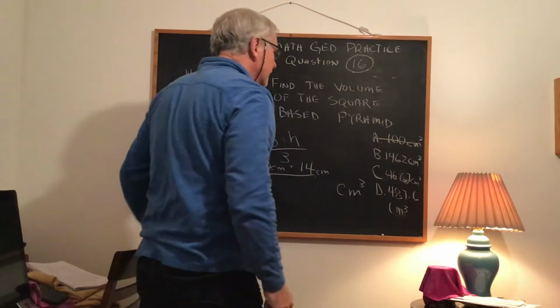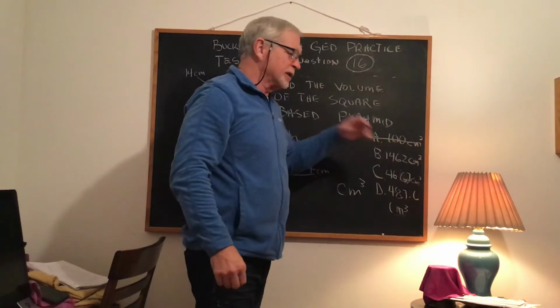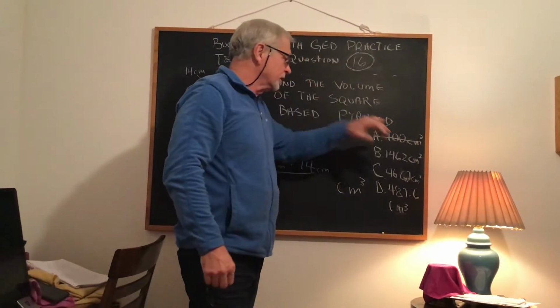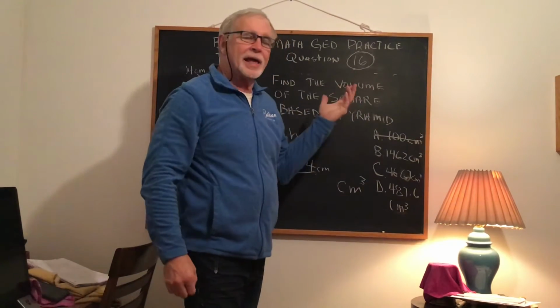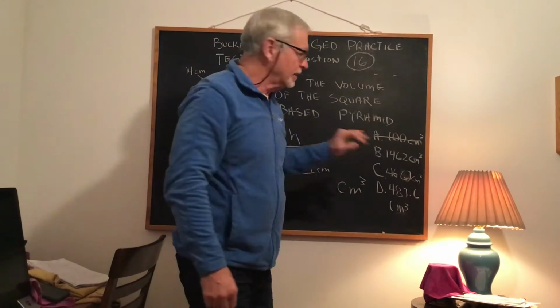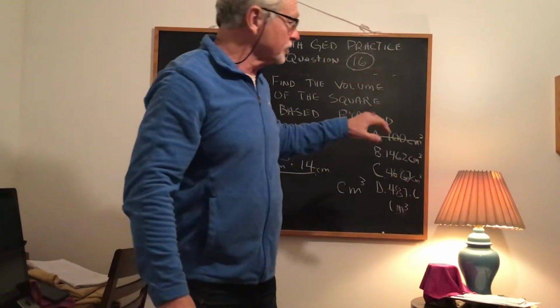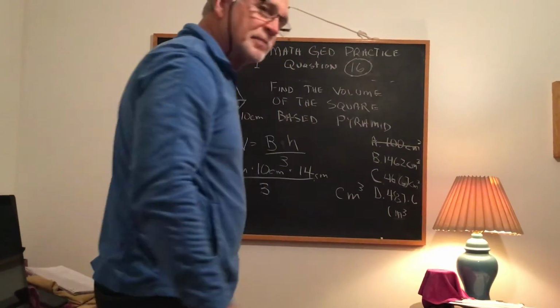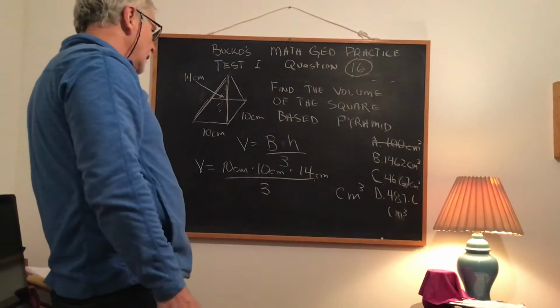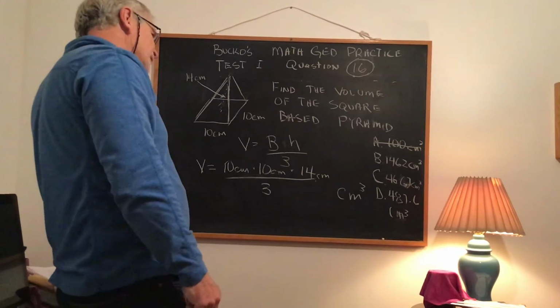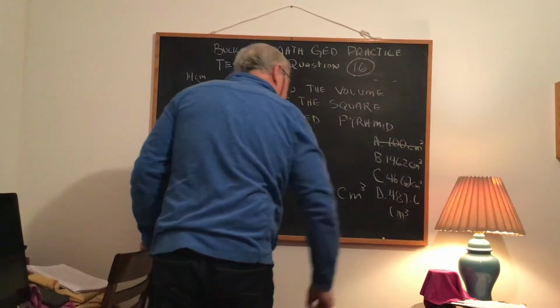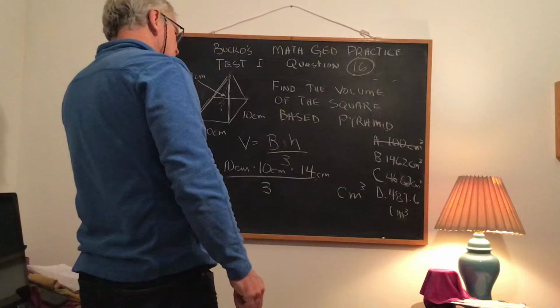Which is important, because on the answers that are listed, there's a centimeter squared. It can't happen, because that's an area, and we're trying to find a volume. So you might as well just eliminate A from the get-go, because it's an area and we need a volume. So one of these is our answer with centimeters cubed.